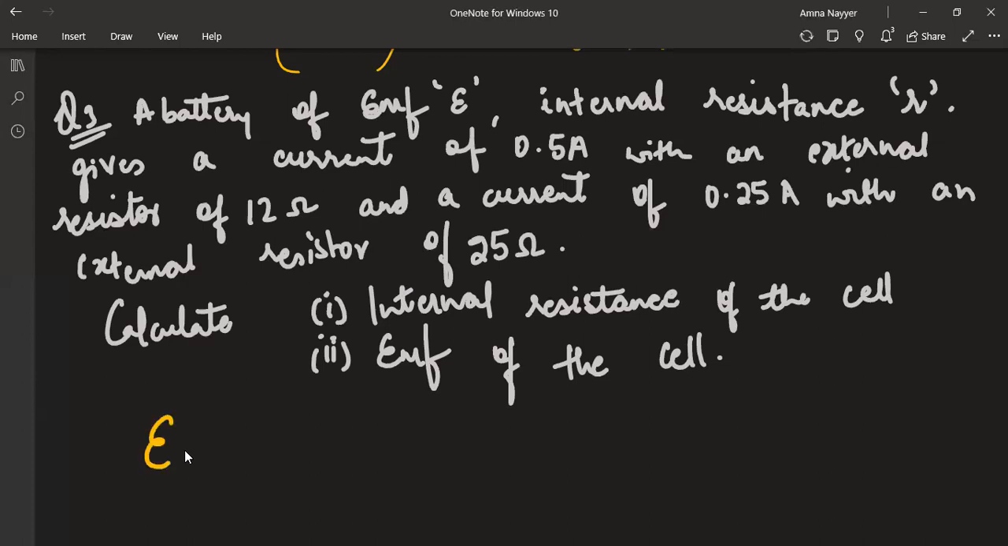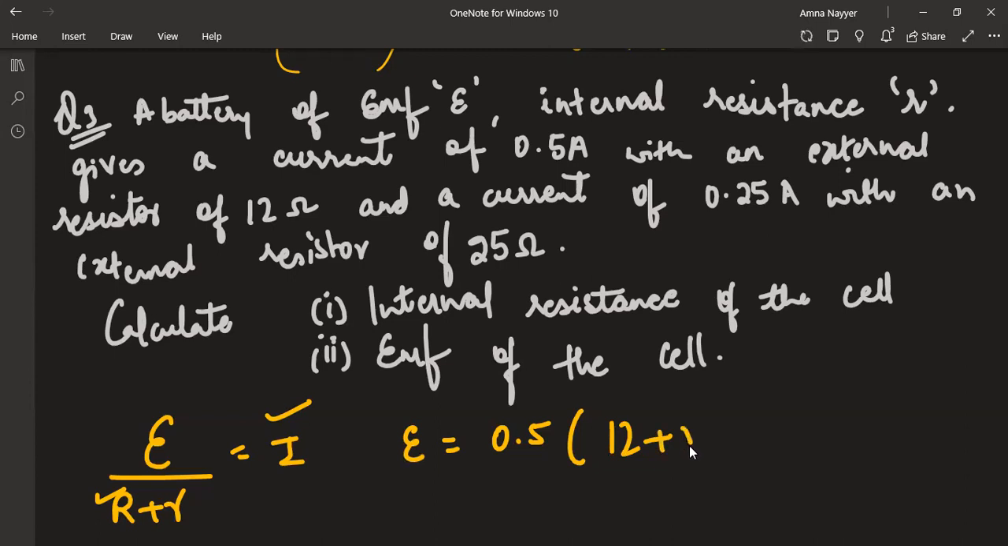So in the equation, E by R plus small r is equal to current. This value and this value are given for two equations, and these two are unknown. So EMF will be, for the first part, current 0.5 amperes multiplied by the total resistance 12 plus small r. Then the EMF will be 0.25 times 25 plus r.